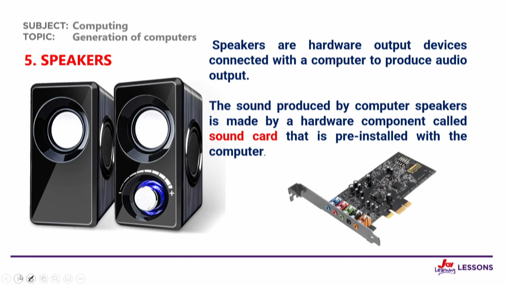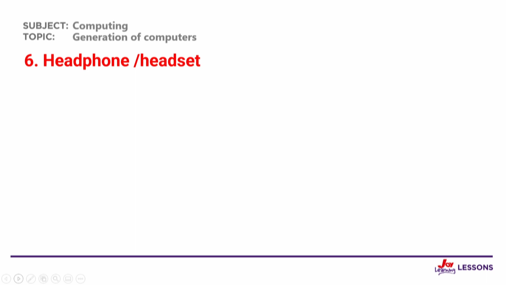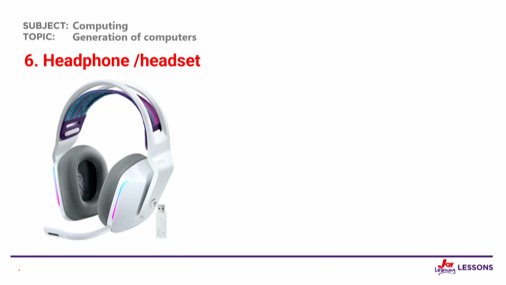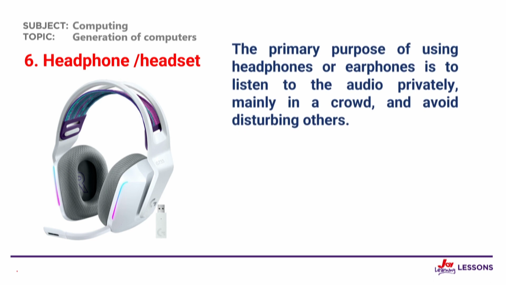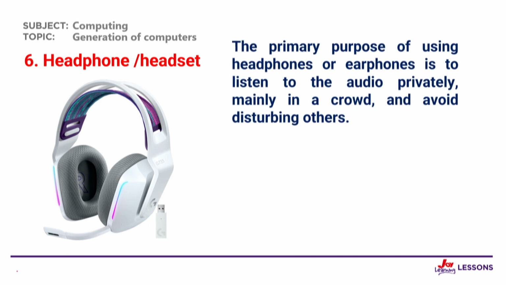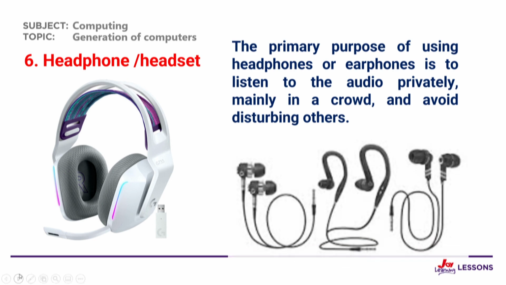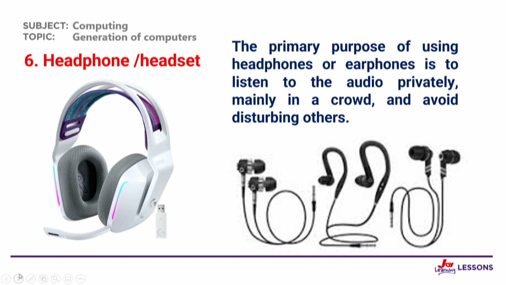Right. Then we have another example of output device, which is headphone or headset. So let's look at this also. So this is an example of a headphone or headset. I hope you've seen it on the screen. Right. Now, the primary purpose of using headphones or earphones is to listen to audio privately, mainly in a crowd, and avoid disturbing others. So when you are in a public gathering and you want to listen to music on your phone or your laptop, use your headset or your headphone to do that. And we have other examples of the headphones or earphones.